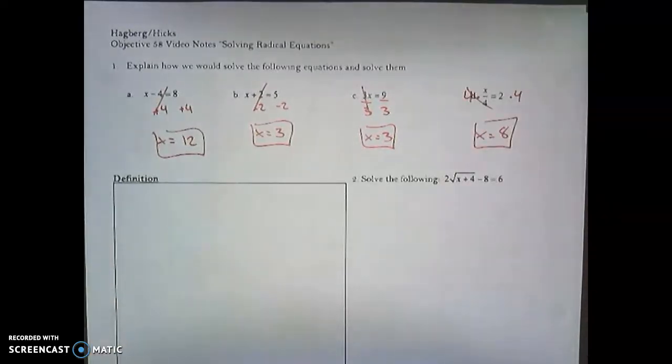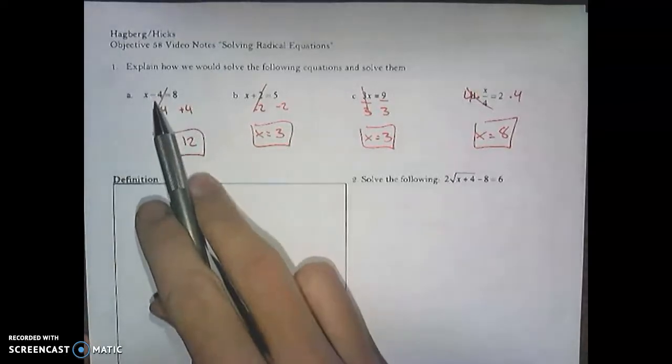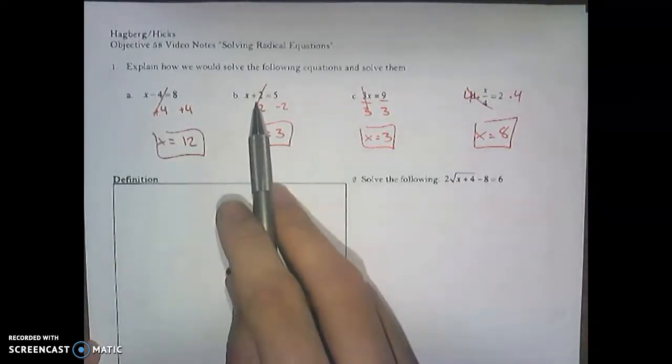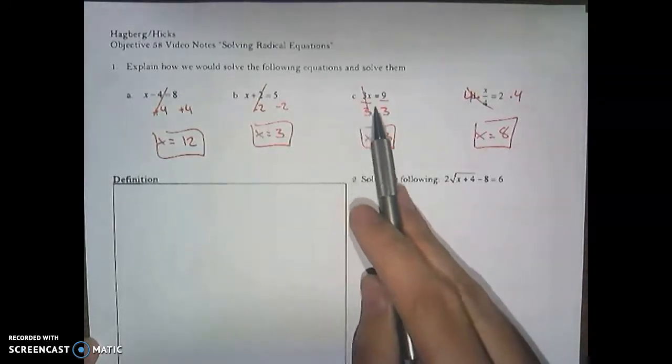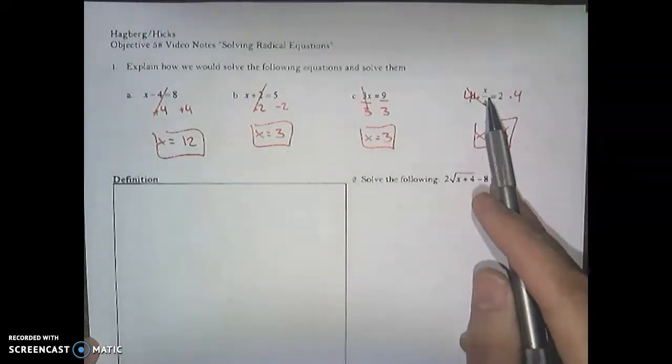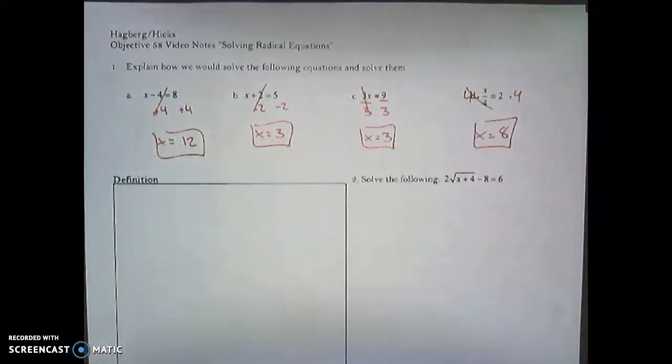So how did we solve each of these equations? When we had x minus 4, we added 4. We had x plus 2, we subtracted 2. When we had 3 times x, we divided by 3. And when we had x divided by 4, we multiplied by 4. We use what's called inverse operations in order to solve for x, or the opposite operation, right?